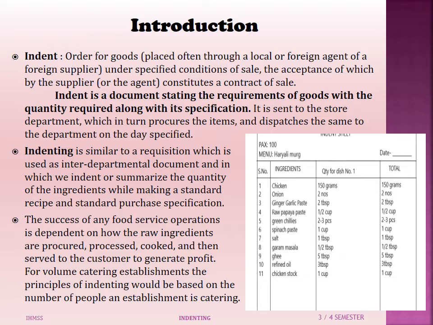Indent: order for goods under specific conditions of sales, the acceptance of which by the suppliers or the agent constitutes a contract for sales. Indent is a document stating the requirements of food or goods with the quality or the quantity required along with its specification. It is sent to the store department, which in turn procures the items and dispatches the same to the departments on the day specified.